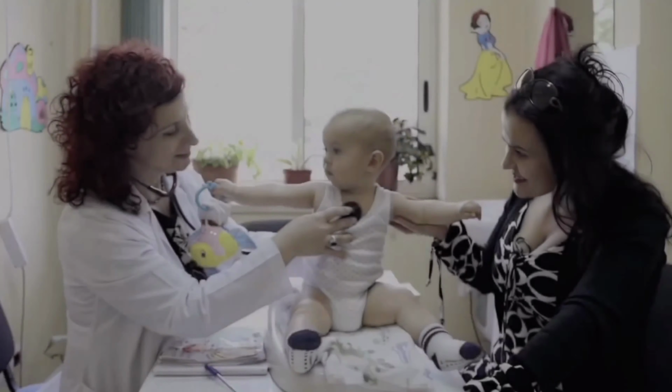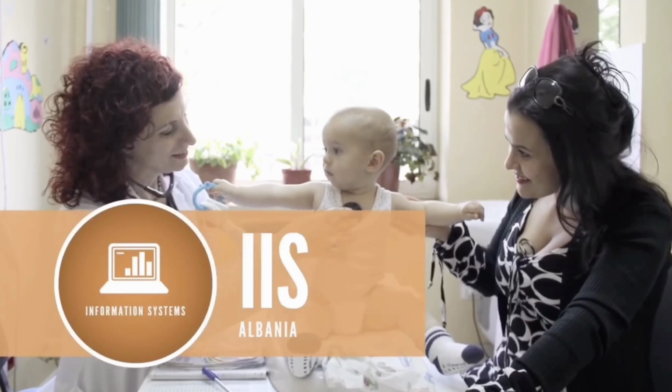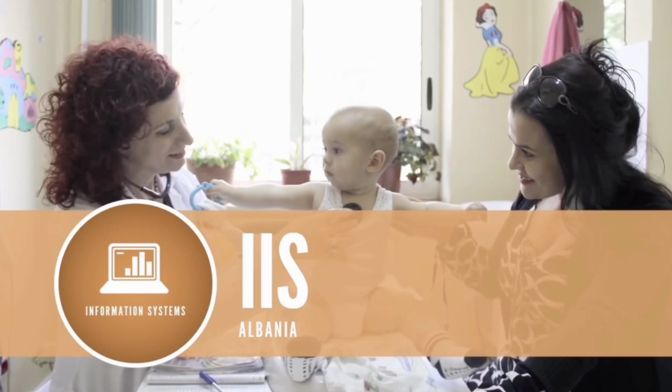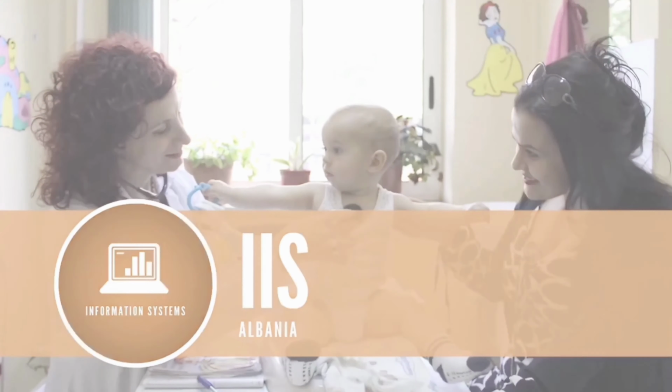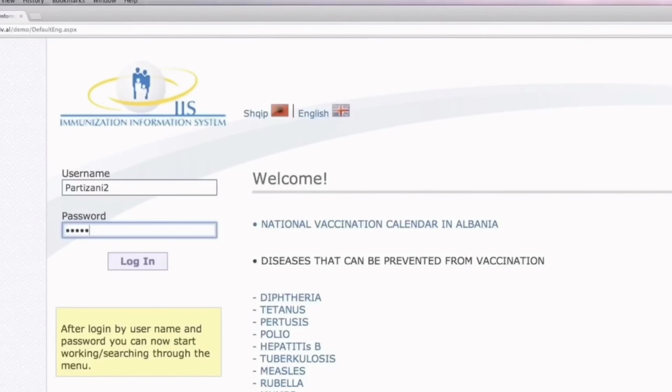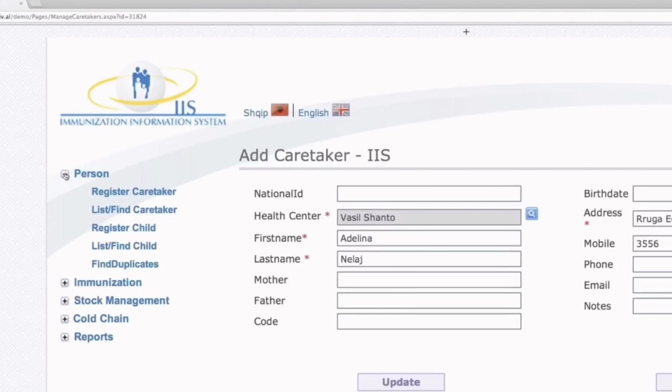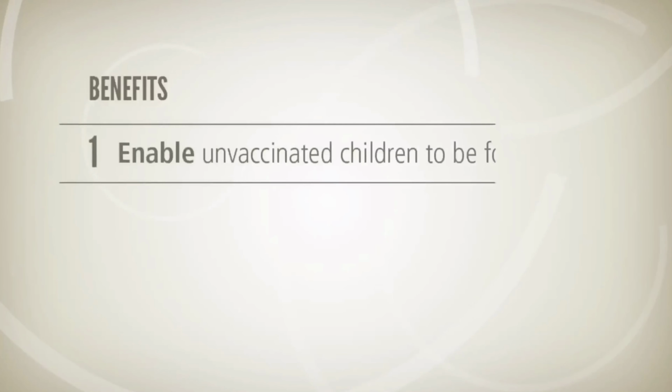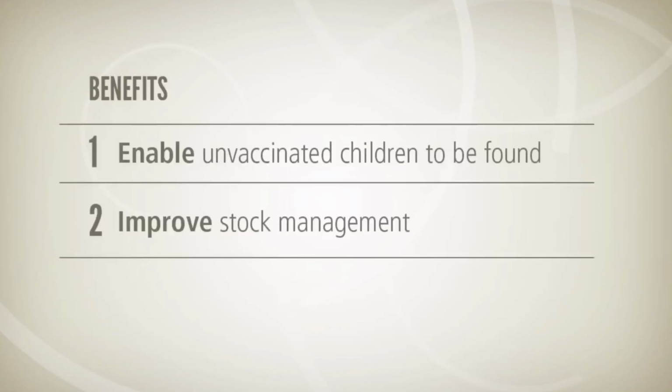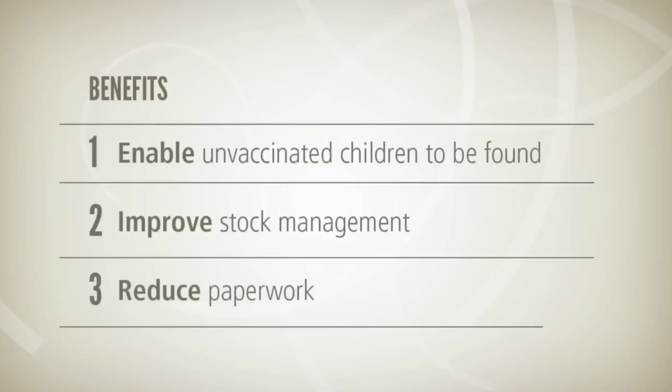Let's take a look at how IIS helped the healthcare delivery system in Albania. IIS is the online immunization information system that can record and chart immunizations and manage vaccine stock. This new system is intended to provide the following benefits. Number 1, enable unvaccinated children to be found. Number 2, improve stock management. And number 3, reduce paperwork.